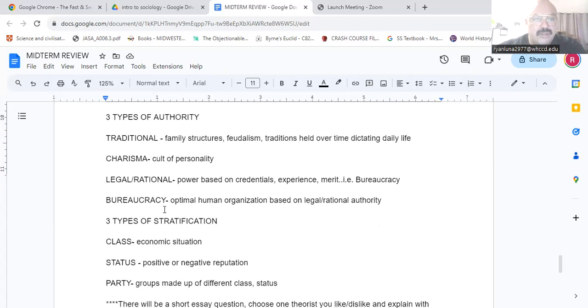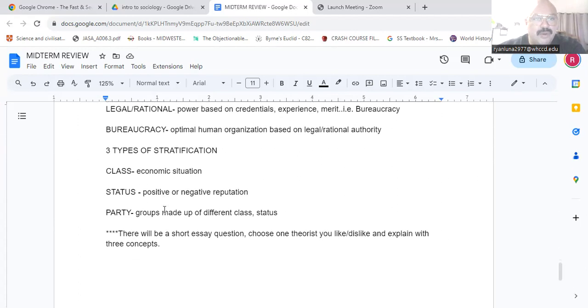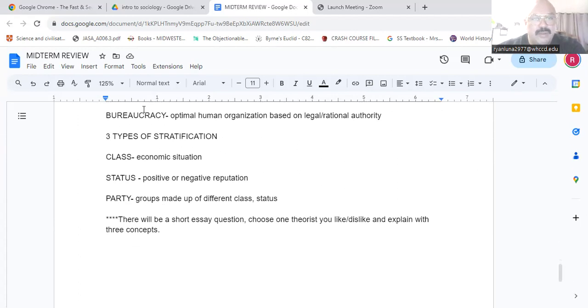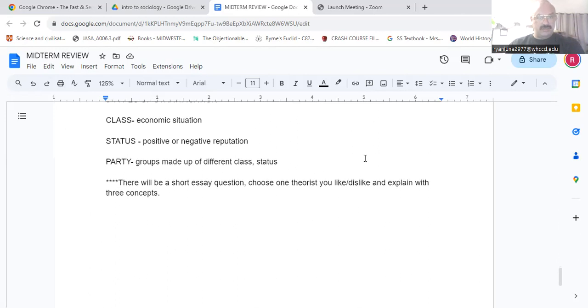Three types of authority. And bureaucracy, according to Weber, optimal human organization based on legal rational authority. So it's the most efficient way for humans to organize themselves. And whether you like it or not, it's how a lot of political parties, government institutions, or religious organizations are organized, in bureaucracies. So we're not going to go over stratification.